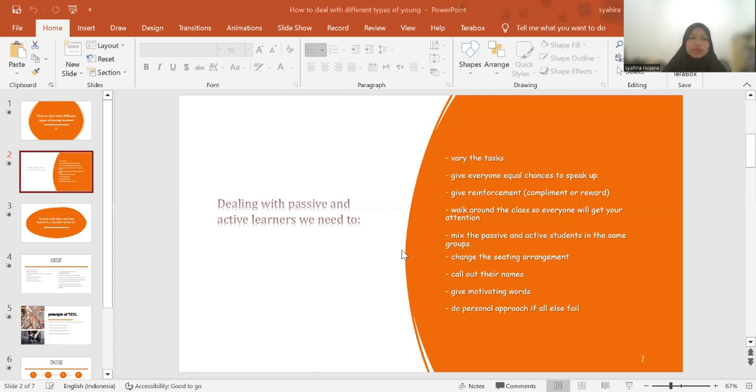Number 6, change the seating arrangement. One of the factors that makes passive children more passive is their less visible sitting position. Because of this, we as teachers can occasionally adjust their sitting position by swapping seats.